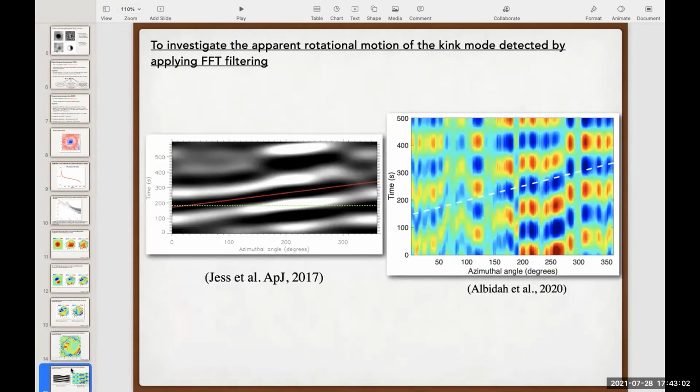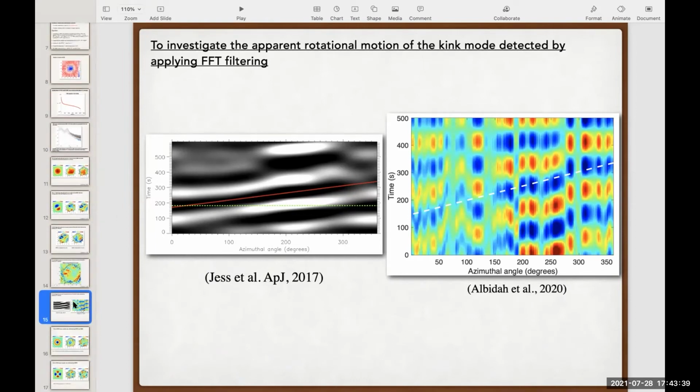Now I'm showing the time distance diagram. On the left is the time distance diagram obtained by the Fourier filtering analysis, and on the right is the time distance diagram obtained by the DMD analysis. You can see they are very close to each other, and the red diagonal line is close to the white dashed line, which shows the dark region rotating in the azimuthal direction.